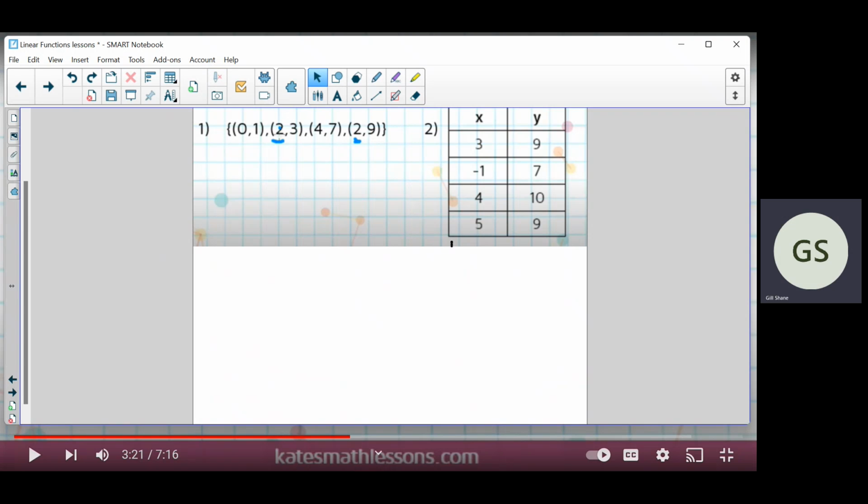If I added a row on to this table over here, and if I said, well, what about if I had -1 and then 7?